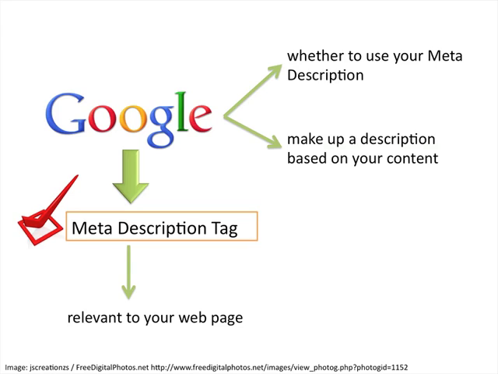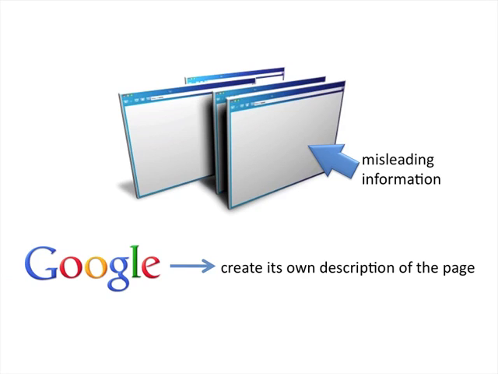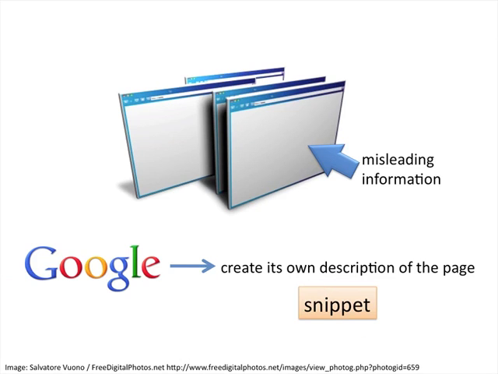Google checks that your meta description is a good summary of your web page before it will use it. Some website owners and spammers will put misleading information into this tag to encourage internet users to click on their web page. A classic example of this is where someone creates a website with a meta description which suggests it's for kids, but then when you visit the website it's full of pornographic material. To get round this, Google will create its own description of the page, which is referred to as a snippet.